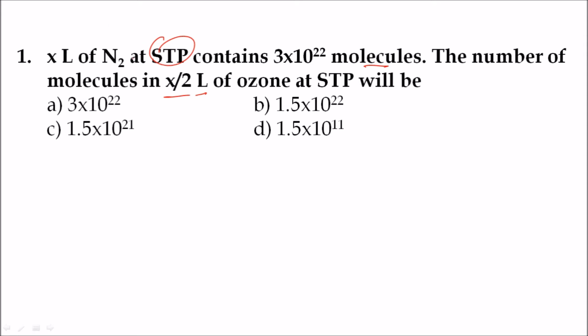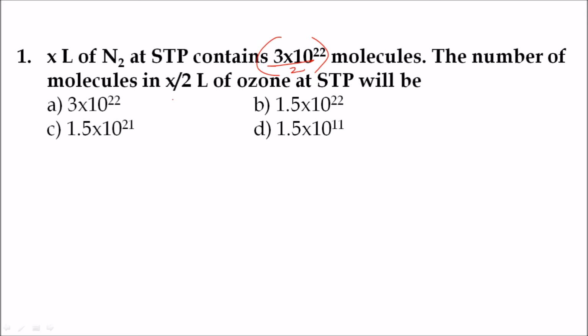Equal volumes of gases contain equal number of molecules, so we can take any gases. You can see the two gases given here, one is nitrogen, the other is ozone. If it is equal volume, they should contain the same number of molecules. X liter of N2 has 3 into 10 to the 22 molecules. Now they're asking for ozone, which is X by 2 liter. The volume is reduced to half, so we need to reduce the number of molecules also to half. So we should divide this by 2.